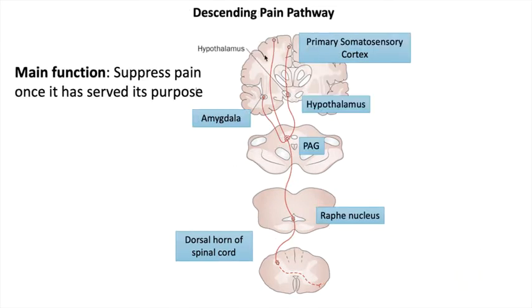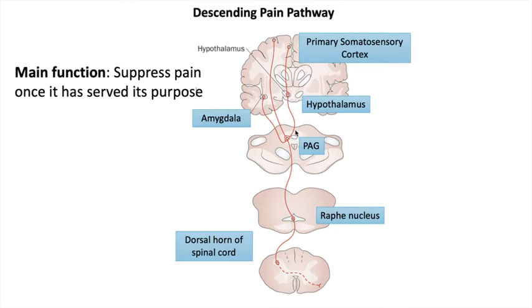Right. The descending pain pathway is what we refer to as a top-down pathway. It's going from higher order processing areas down the spine, and it is going to interfere with how you experience pain. So its main ability is to suppress pain once it has served its purpose. When you feel that sharp pain, it has now informed your behavior. You do not need to continue to feel that sharp pain in order to modify your behavior. So a lot of times this information is coming from the primary somatosensory cortex, the hypothalamus, which is going to give you a lot of information about your internal state, the amygdala, which is going to give some of that limbic input about the emotional.